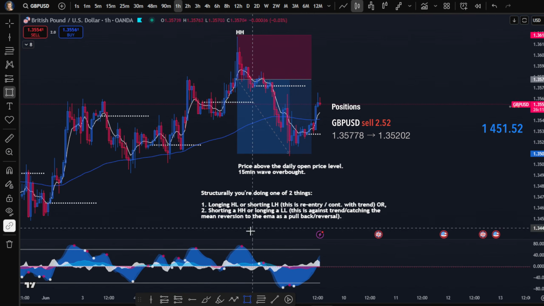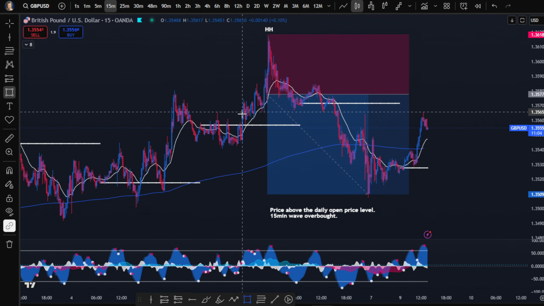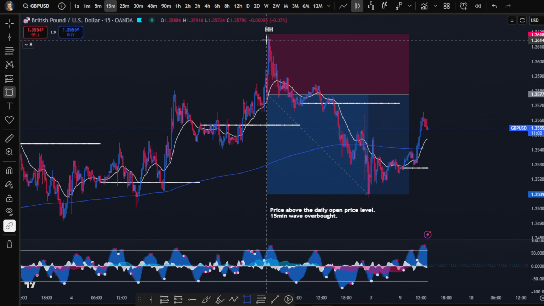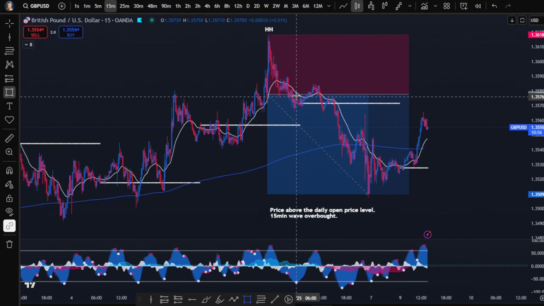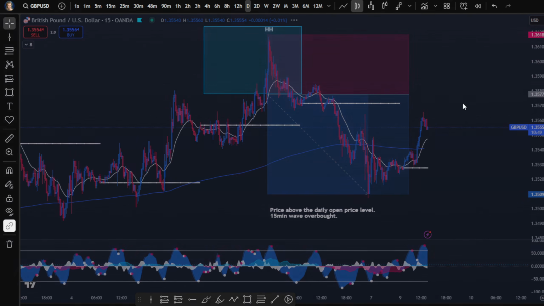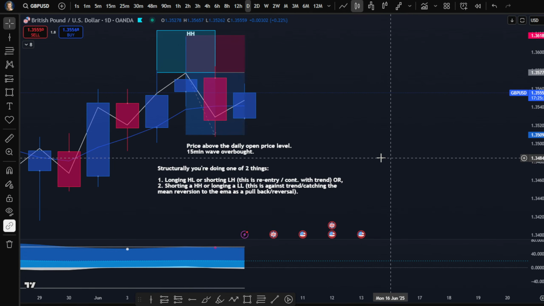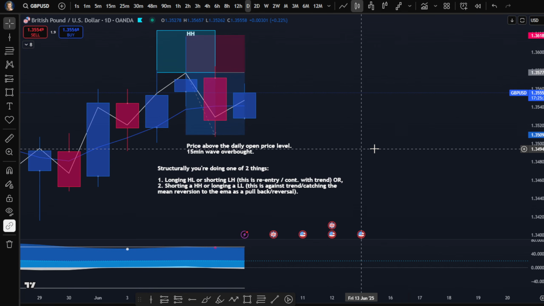All right, I'm just going to mark it up. On the 15-minute time frame, price was above the daily open, and we had a 15-minute wave going into the overbought area. So that was where I entered. Let's go have a look at the daily. That was my entry, shorting the top wick of that bullish daily candle, anticipating it coming back to the EMA and potentially now having a full trend reversal, shorting a higher high.